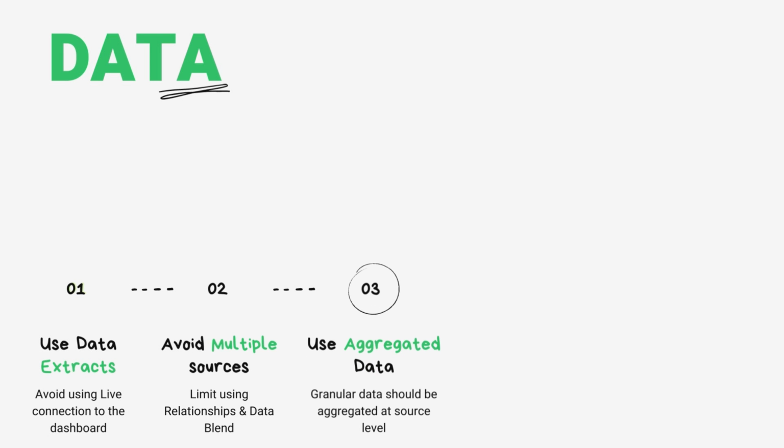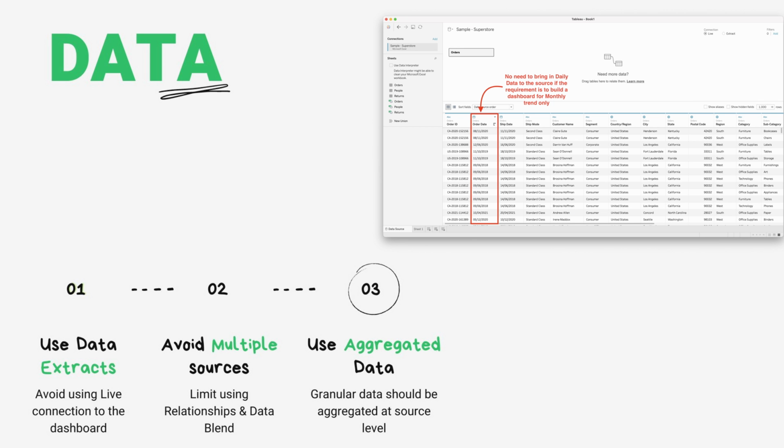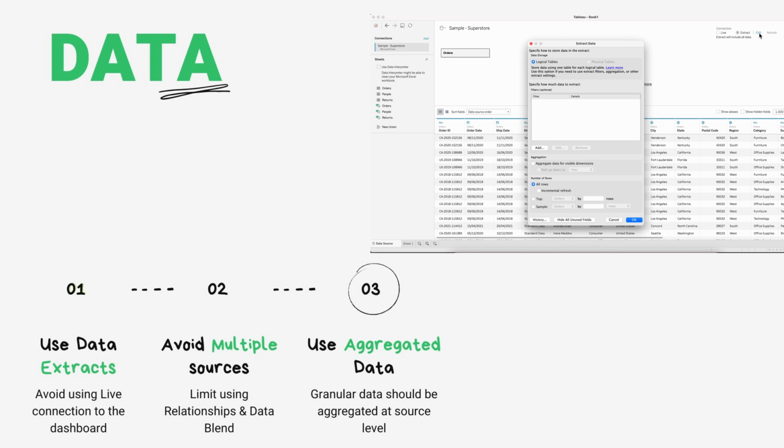Use aggregated data. Now, when you start interacting with your clients for a particular engagement or a dashboard, make sure you understand what granularity of data is required and if you should aggregate the data at the source level itself. For example, if your user is looking for month level data, then there is no point in bringing daily data into the dashboard. You can aggregate all the data at a month level and then bring that to the dashboard. In Tableau, you also have a feature to aggregate data on the go. You could leverage that as well.